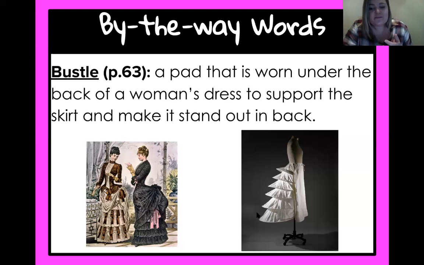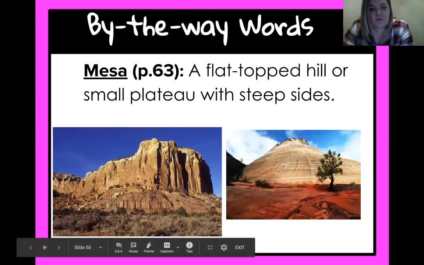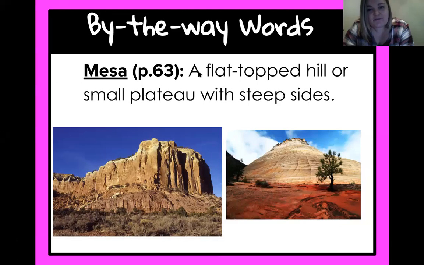So it looks a little something like this. There's going to be a character today wearing a bustle, and that's going to help you figure out what that is. Another word today that we just maybe don't know because we don't have them here in Kansas is a mesa. A mesa is a flat-topped hill or a small plateau with steep sides. So it has that flat top up here, but it also has that flat side.